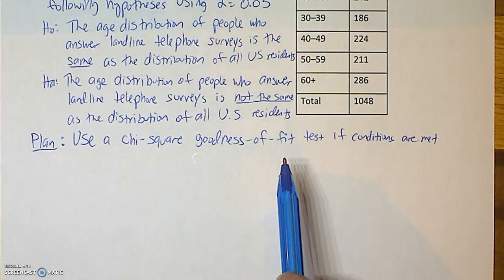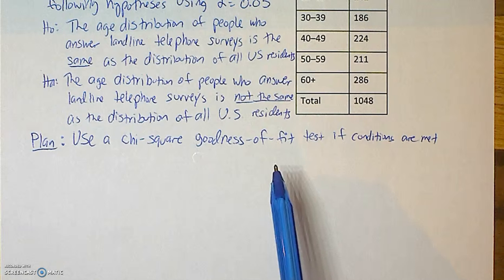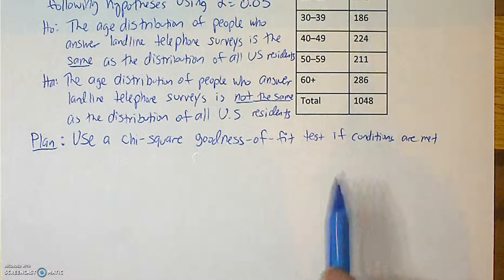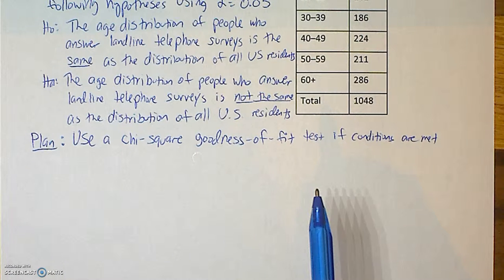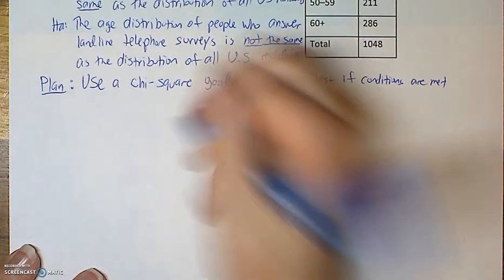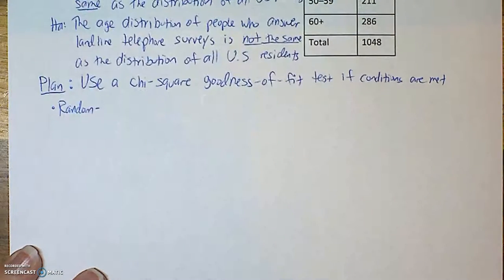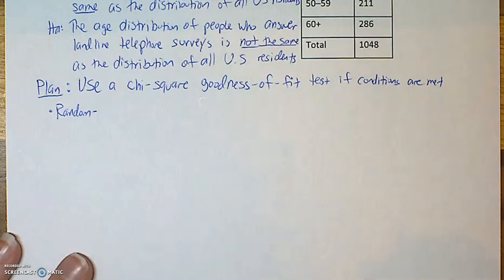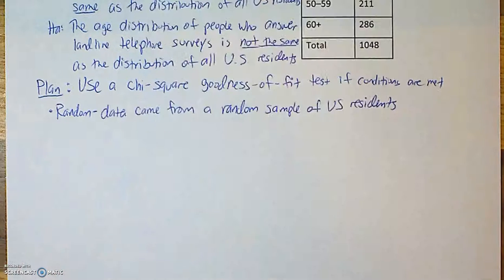Right? We have 3 conditions, similar to when we did hypothesis testing. 2 of them are exactly the same as before, random condition and the independent condition. And then before we used to check for normal, it's going to be something different now. So the first one is our random, okay? In this instance, the data did come from a random sample of U.S. residents. So our random condition has been satisfied.